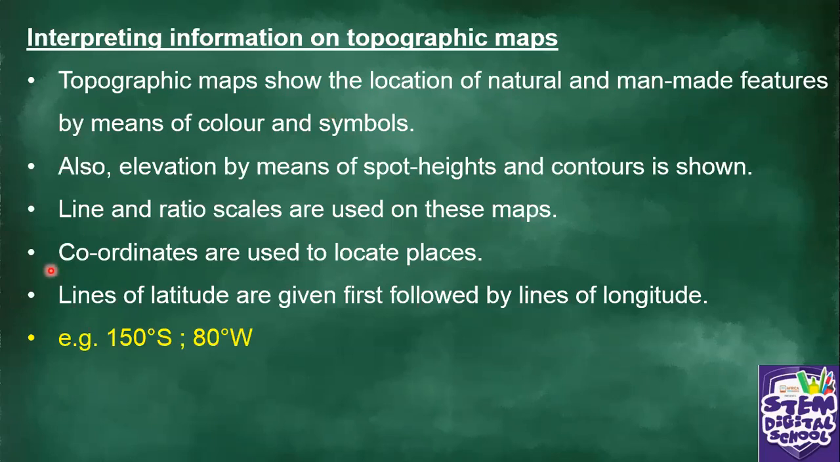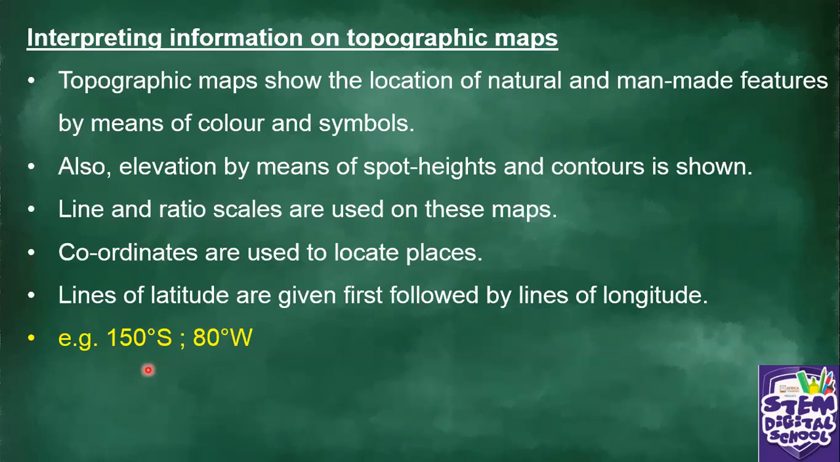Okay, so coordinates are also used to locate places. So there are coordinates on those topographic maps. Lines of latitude are given first, followed by lines of longitude. So those are the coordinates. How are they written? I've put an example there. How do you write a coordinate of a place? So you give the line of latitude first, and then followed by line of longitude, as you can see here. 150 degrees south, this is a line of latitude, okay? 150 degrees south is a line of latitude. So this comes first, separated by a semicolon, and then you write the line of longitude, 80 degrees west.